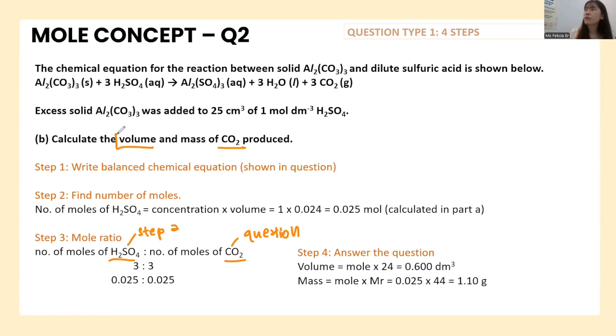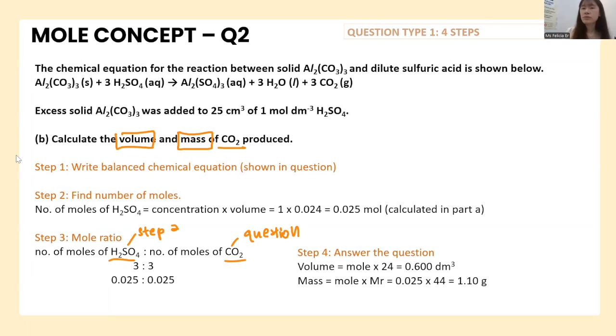Since they're asking you to solve for volume of a gas, you can use the over 24 formula. If you rearrange it, it becomes mole times 24. Next, for mass, you can use the favorite formula, which is mole equals mass over Mr. If you rearrange it, it will be like this. Then you just times the Mr, then done. So this would be the answer.